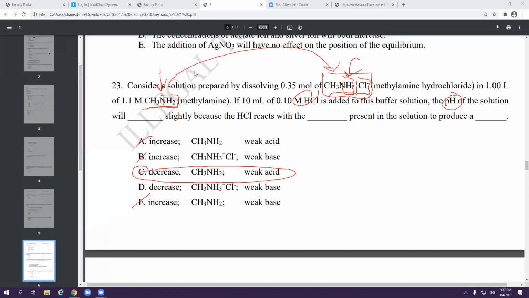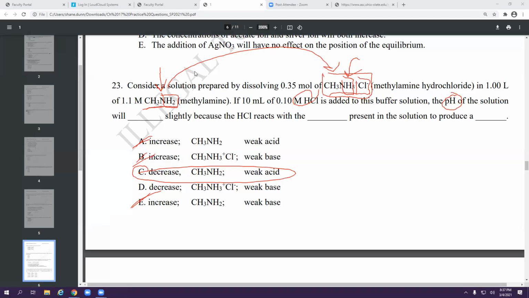You look confused, Kelsey. What's up? Do you understand the decrease part? If I add an acid, does pH go up or down? It goes down. That's why pH is going to decrease, right? So I eliminate A, B, and E. It's between C and D now.